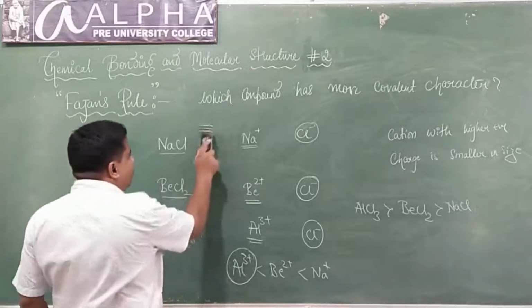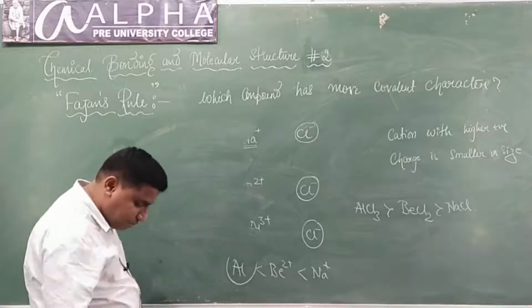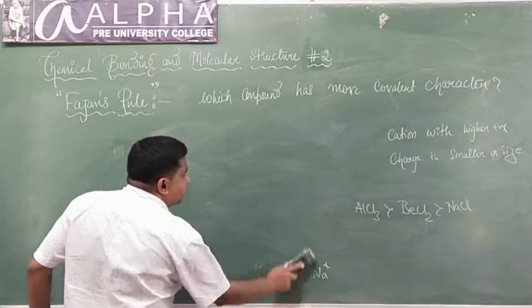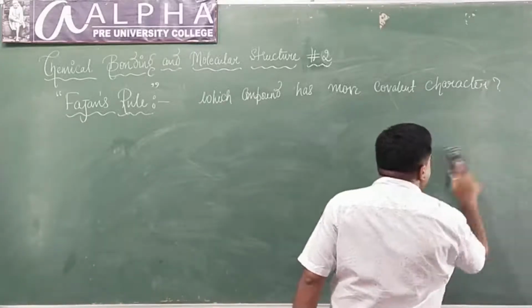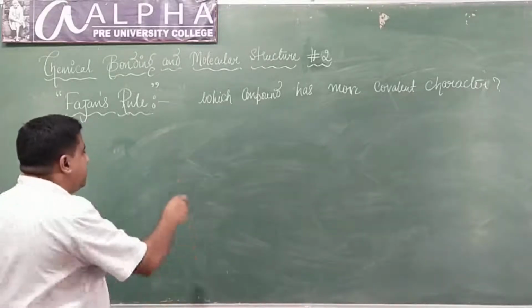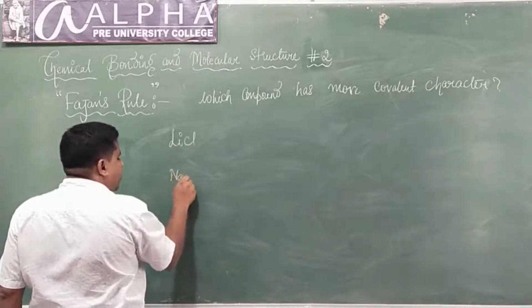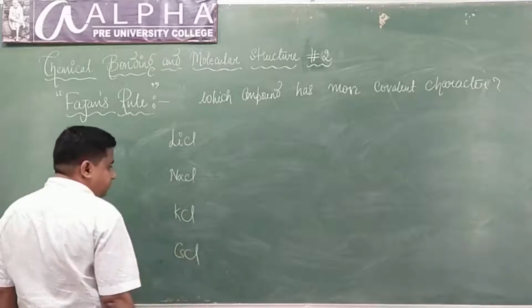Yes. I'll give you one more example for Fajan's rule. Let me quote one more example. So you should again tell me which compound has more covalent character. Say I have lithium chloride, sodium chloride, potassium chloride and cesium chloride.